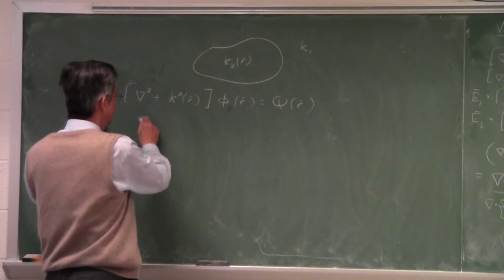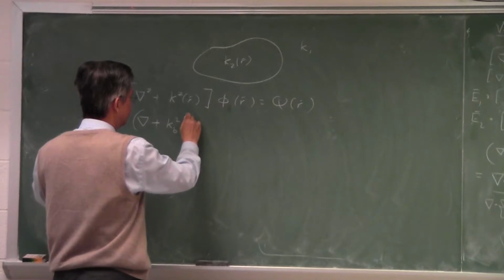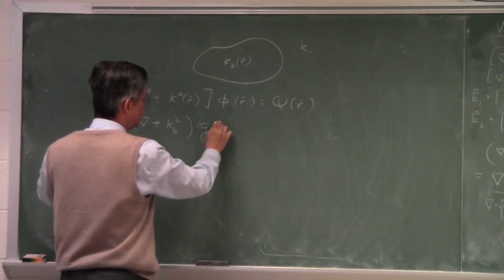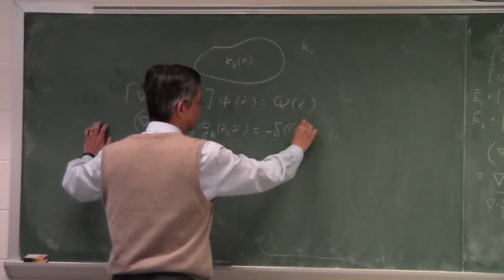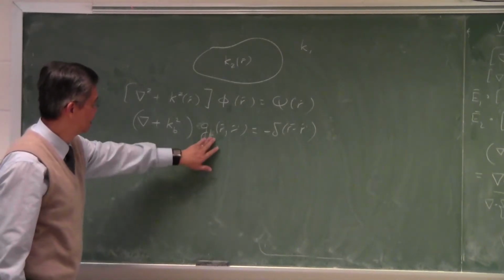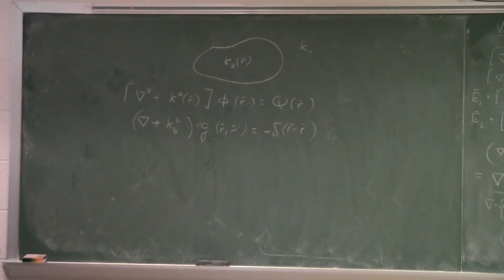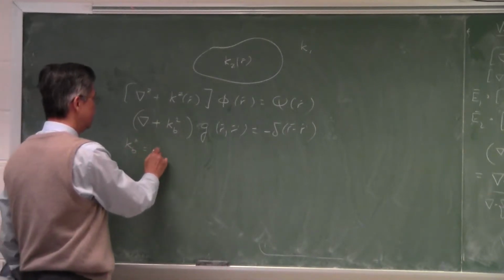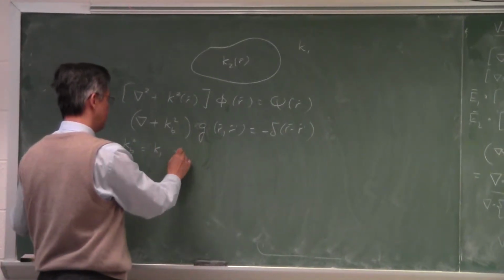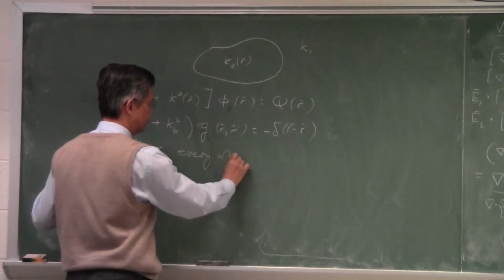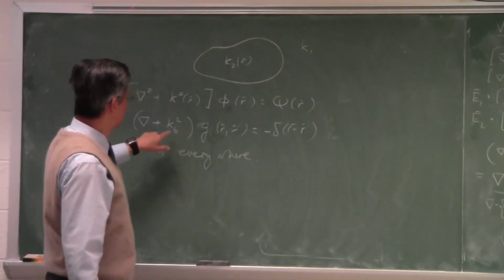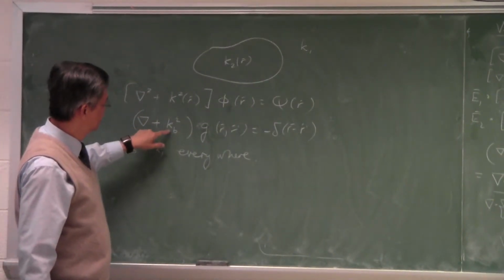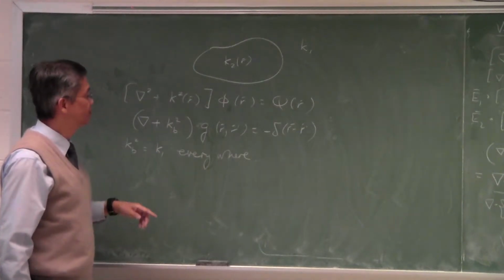So I define the Green's function for the background. Maybe I call this the background Green's function. Okay, maybe I don't have to carry this background. Just this Green's function satisfies this, where kb squared is equal to k1 everywhere. So kb squared is equal to k1, but it will not be equal to k2 in region 2.